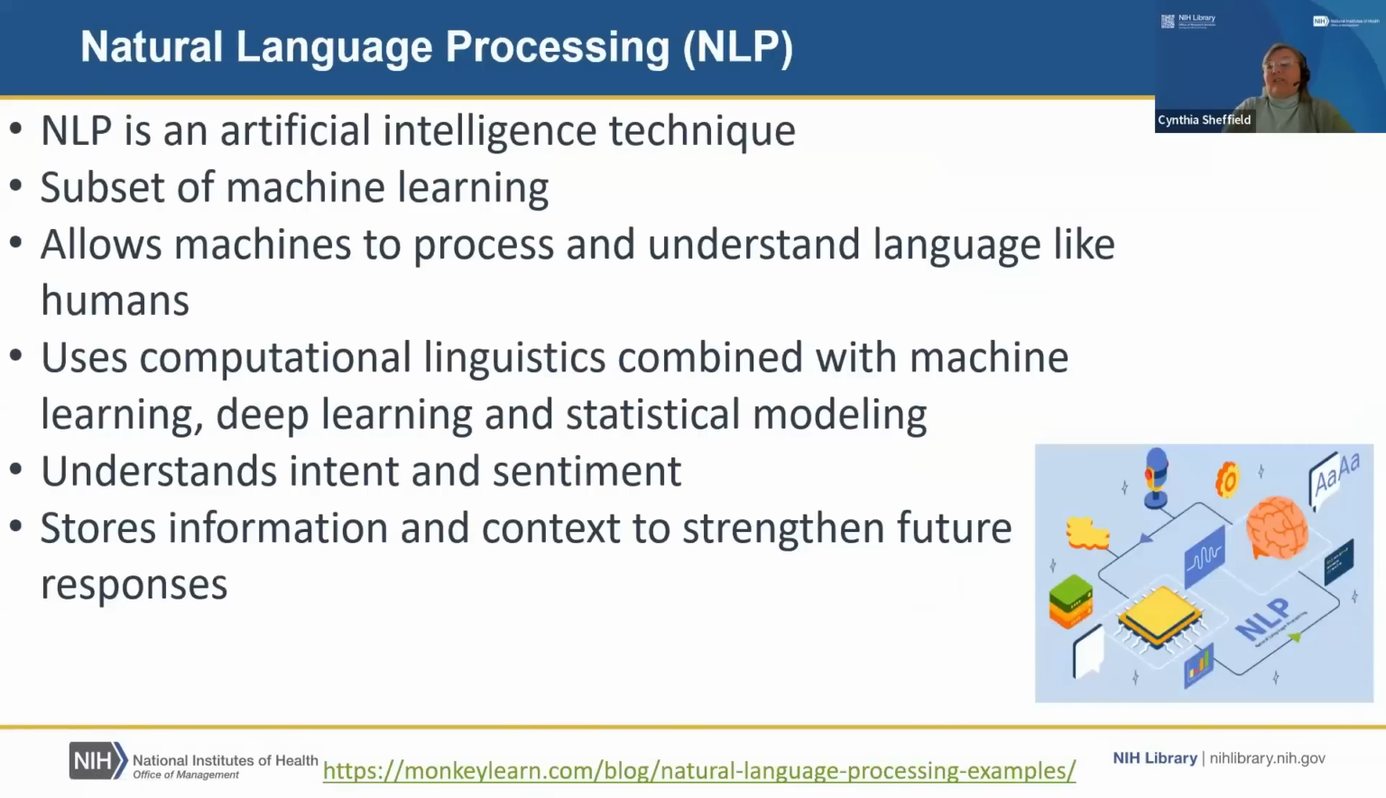Natural language processing is another subset of machine learning. It's an artificial intelligence technique that lets machines process and understand language like humans do, using computational linguistics combined with machine learning, deep learning, and statistical modeling. Through natural language processing, computers don't understand meaning per se, but they do understand sentiment and intent. That is frequently used in AI to make calculated results. And they learn on the job, storing information and context to strengthen future responses.